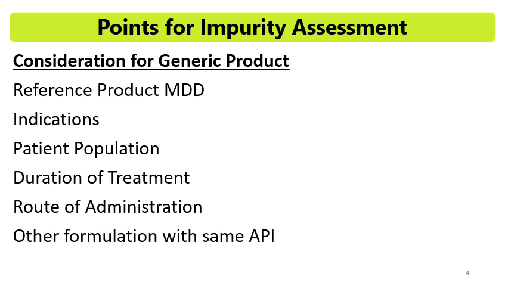Also, route of administration is very critical to understand, whether the formulation is given by oral route, or by IV route, and whether the same drug substance can be formulated or is being formulated into different formulations for different routes and disease conditions. So other formulations with the same API should also be considered.